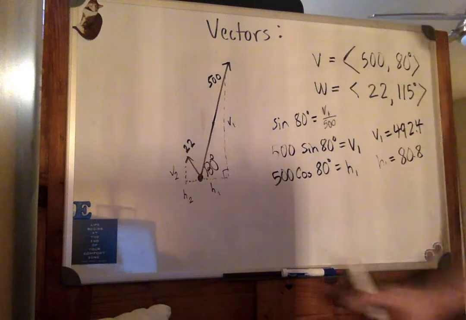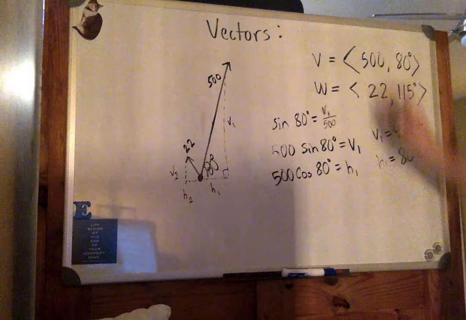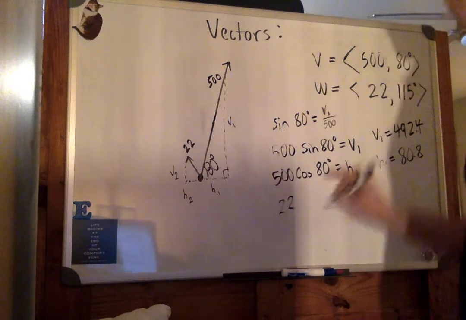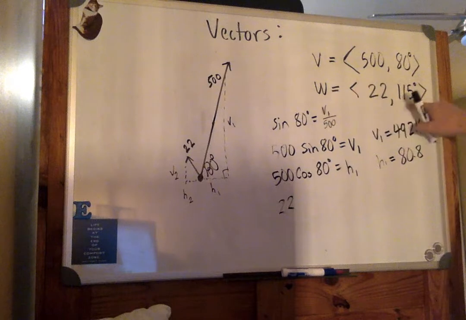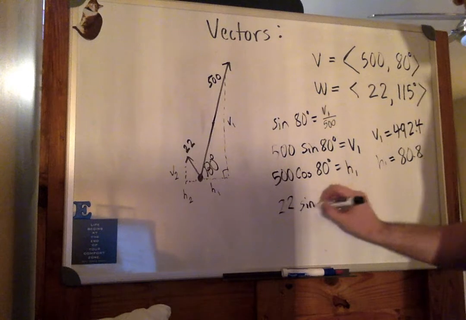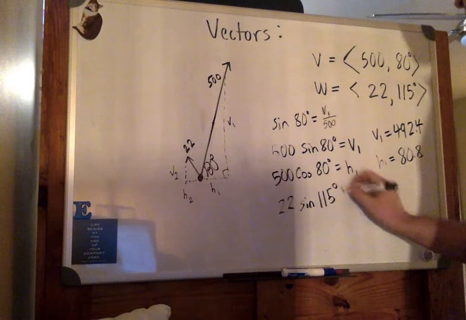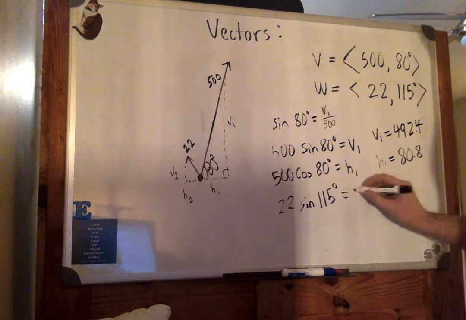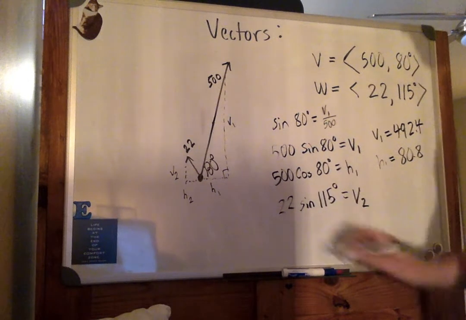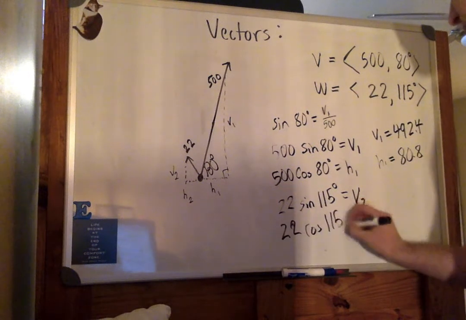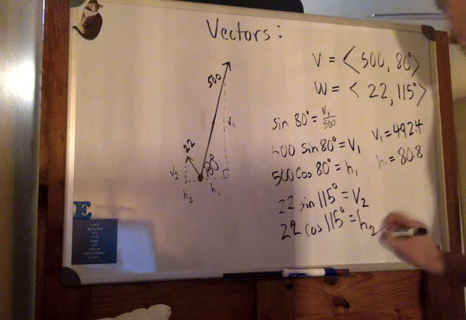So I don't really even have to draw out the triangle. I can just know that the exact same thing will be true. If I take that magnitude, 22, and multiply it by the smaller one, which is 115. So if I take 22 times the sine of 115 degrees, I'm going to get my same vertical, but for the other vector, v2. And if I take 22 times the cosine of 115, I'm going to get my horizontal too.